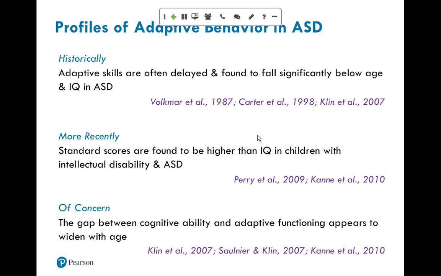saw. And I think this truly does have something to do with the fact that we're good at intervening and making recommendations for adaptive behavior treatment and intervention when we see someone with significant cognitive delays. Now, of concern is that the research has been showing this gap between cognition and adaptive behavior in those without intellectual disability being greater in older versus younger individuals.